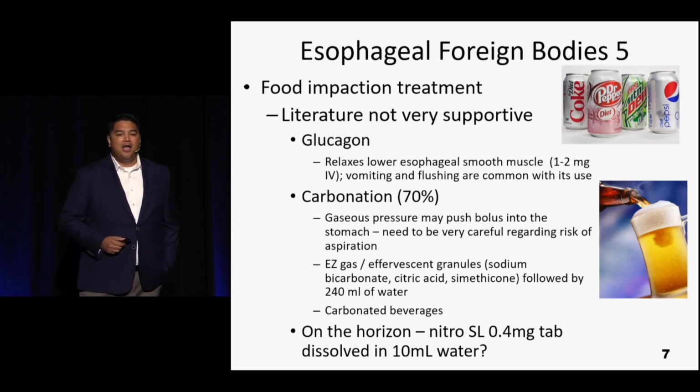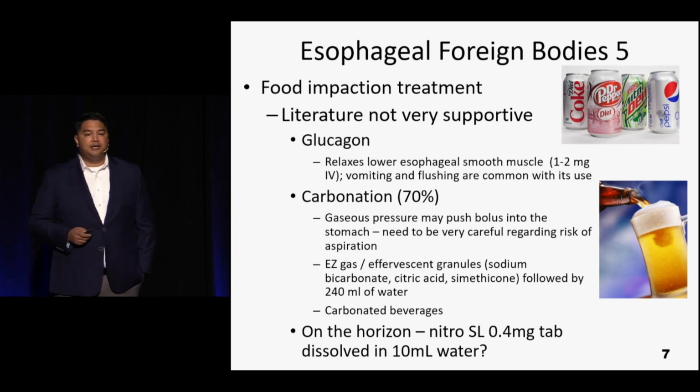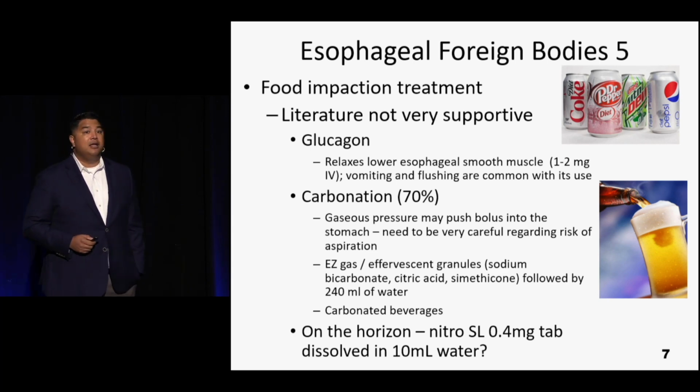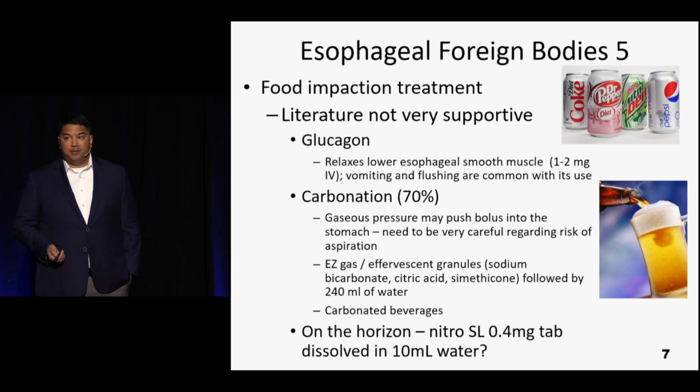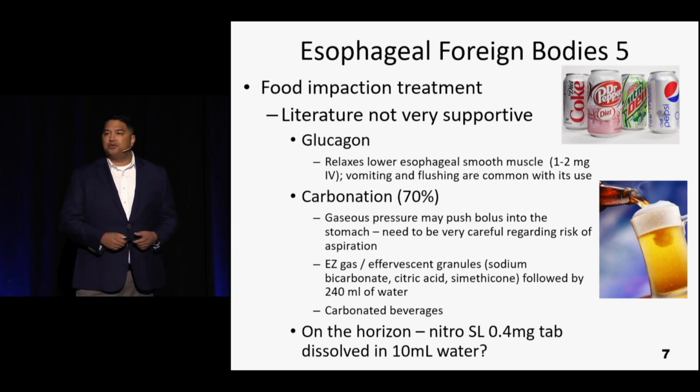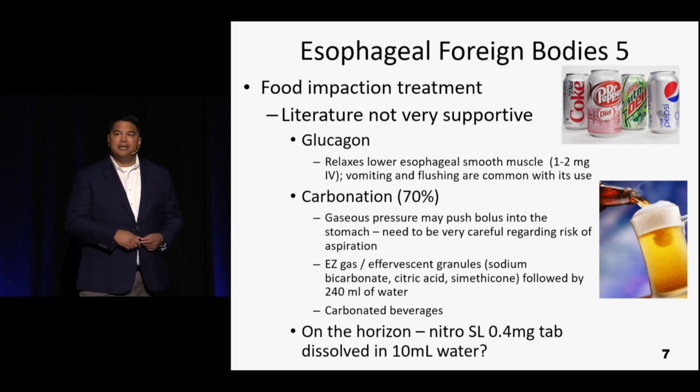Right? Something on the horizon here, perhaps, it's still kind of case studies, not officially recommended by anybody: dissolving nitroglycerin sublingual into some water and shooting that. And that makes sense mechanistically, right? It's a smooth muscle dilator. That's what we give it for in terms of angina. So why wouldn't it work for this smooth muscle in the esophagus? Not ready for prime time yet, but it's an interesting thing to look out for.